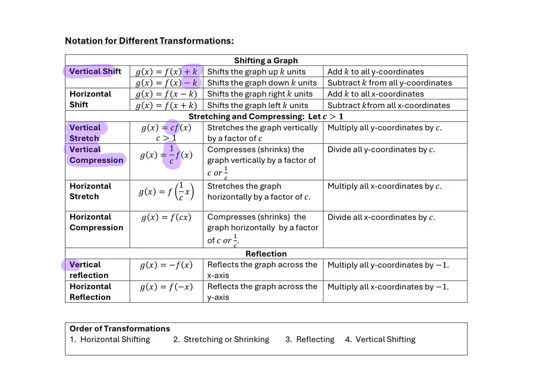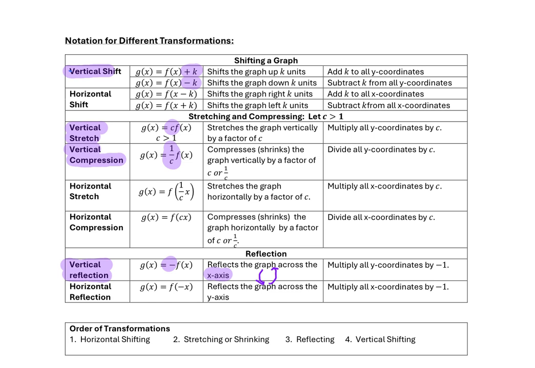We also had our vertical reflection. And again, it's on the outside. And this is where we multiply all of our y-coordinates by -1. And we are reflecting across the x-axis. Basically, we are going from top to bottom, bottom to top, and that's what we're doing here.